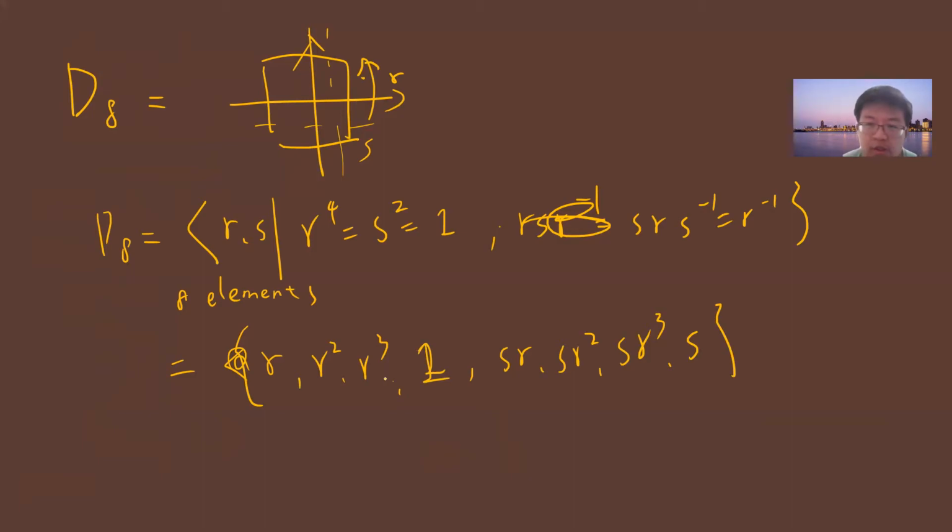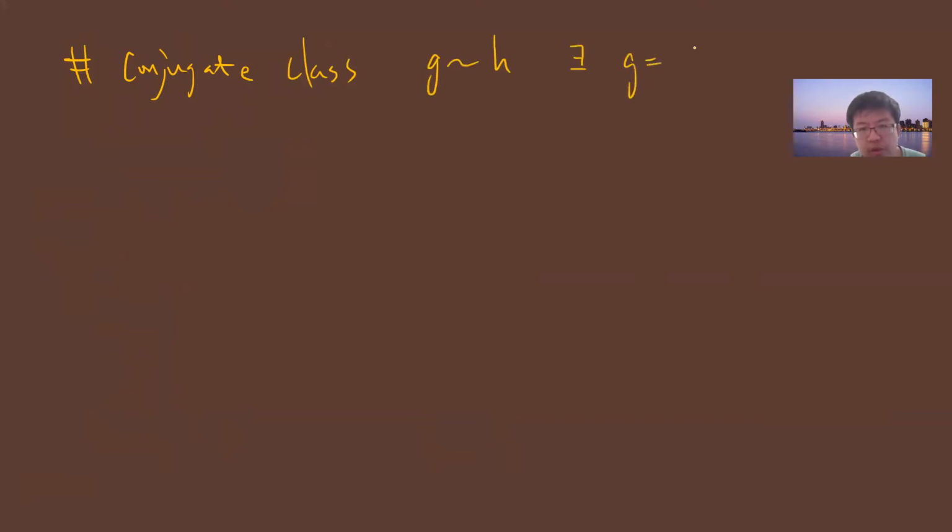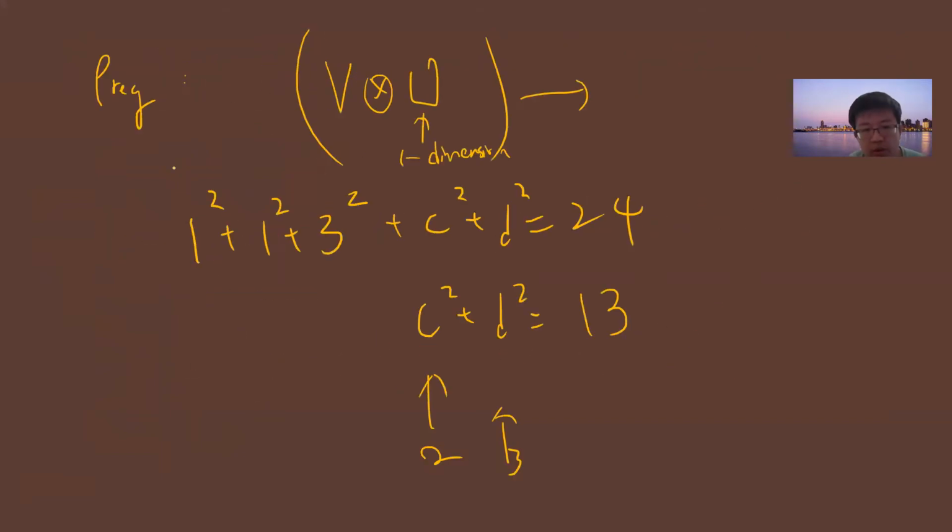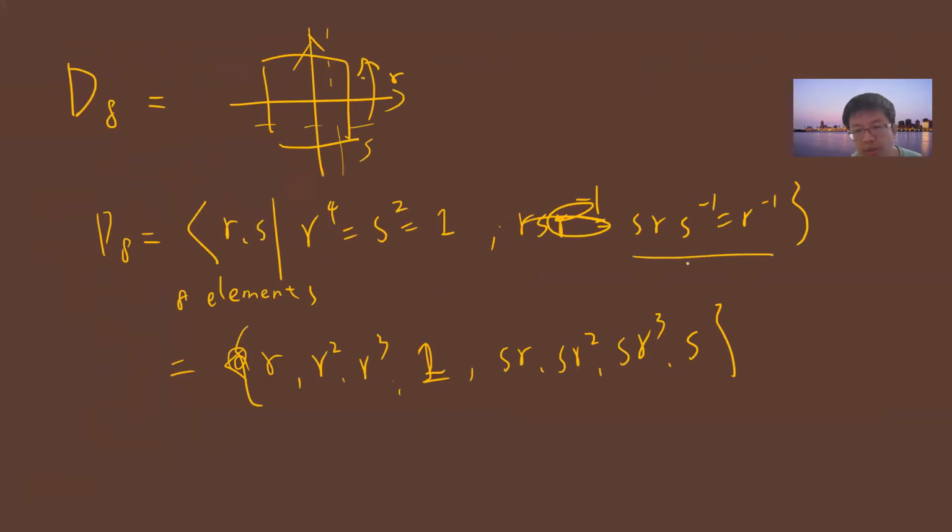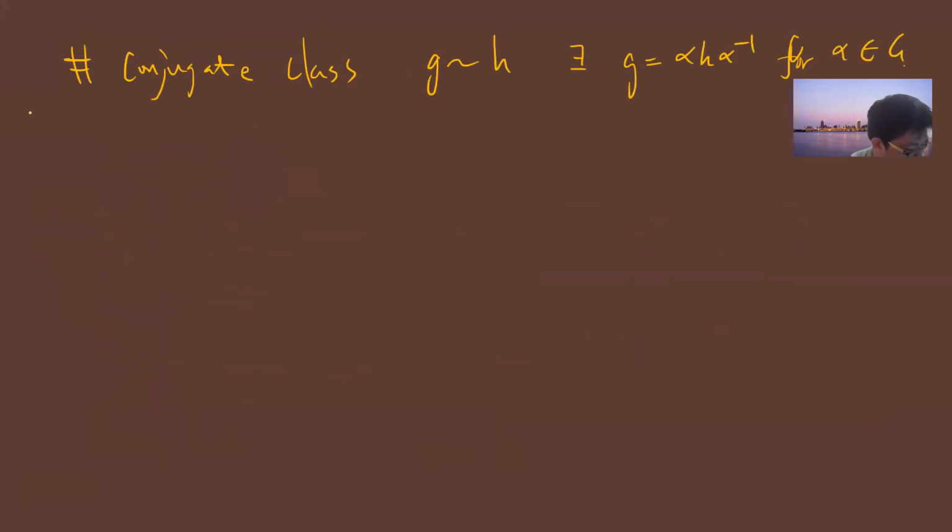Okay, so the key step is very easy. We just try to find its number of conjugacy classes. So let's compute the number of conjugacy classes. So remember that g is conjugate to h if g is alpha h alpha inverse for some alpha in the group G. Should be very simple. Okay, by the way, obviously D8 is non-abelian, right? Due to this property.